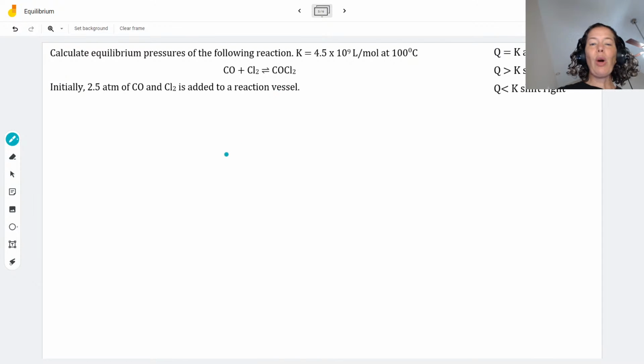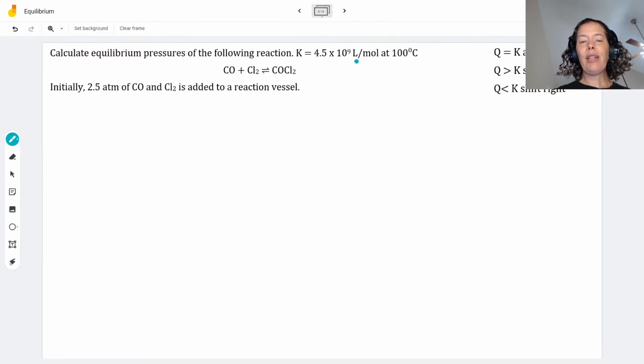Okay, so I'm going to skip calculating Q because this is the same example we had before where we have no product. We know that the equilibrium is going to shift to the right, is going to shift to make some of those products. I mean, the question is how much. But we have another problem here that we need to deal with.